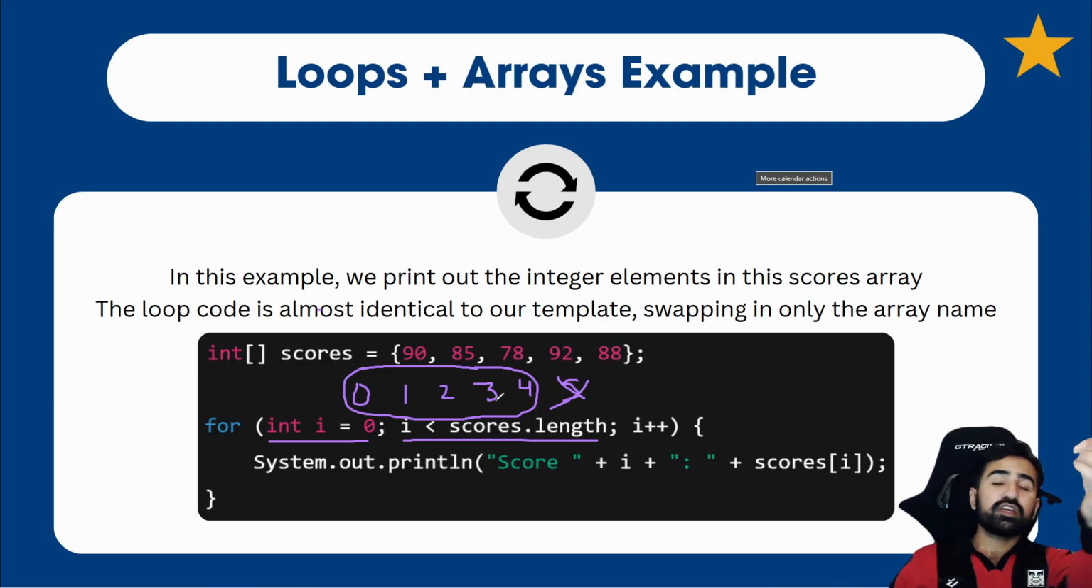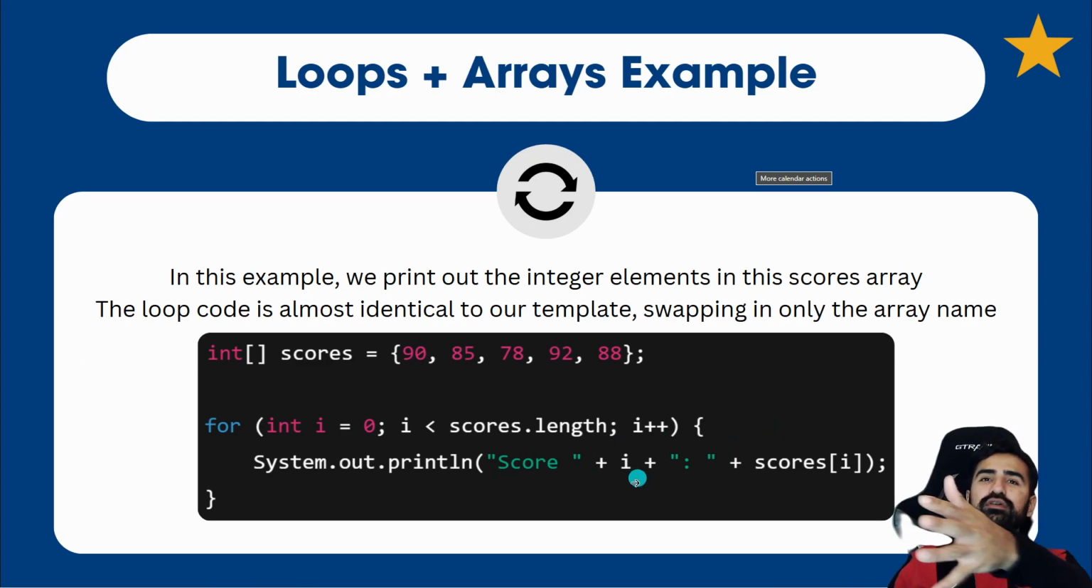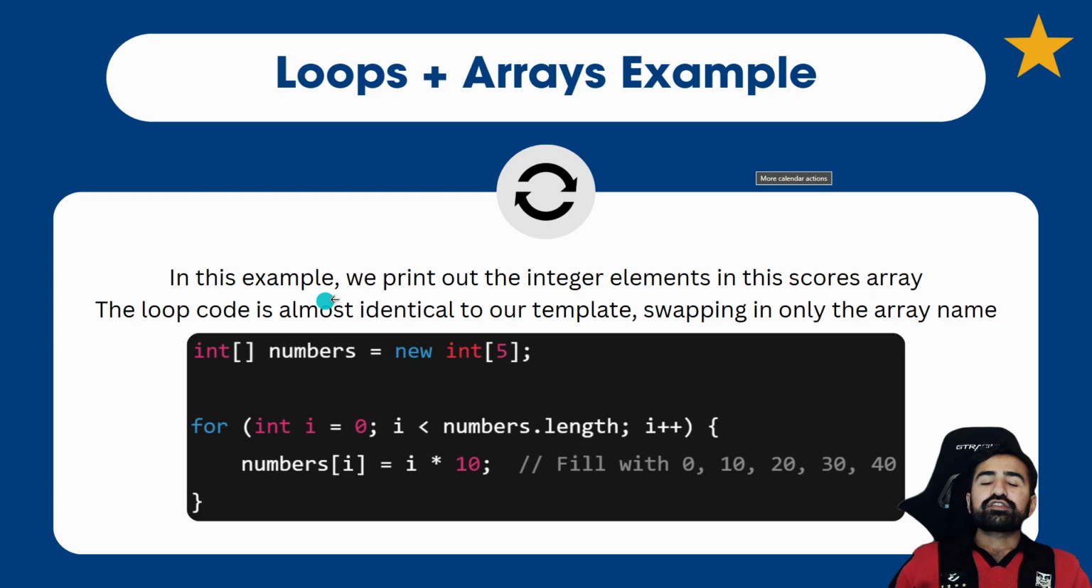So it's a beautiful union, like I said. Loops and arrays work so perfectly together. This will print out all the scores. It'll give us a nice little message here: score 0, and then it'll give us the actual score. So score 0 would be 90, score 1 would be 85, and so forth. And if you don't like it saying score 0, you can always do i plus 1. So in this example, we print out the integer elements in the scores array.